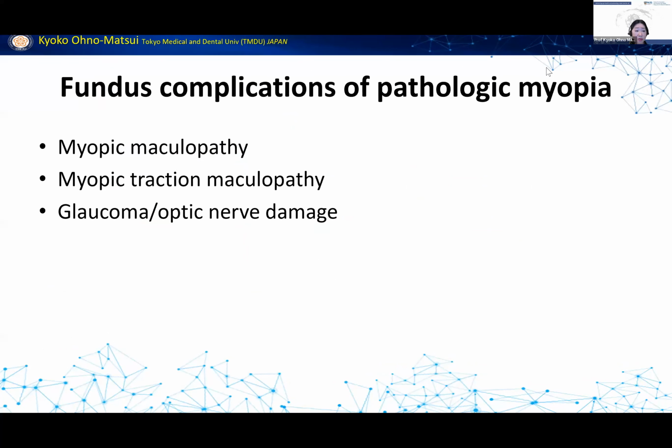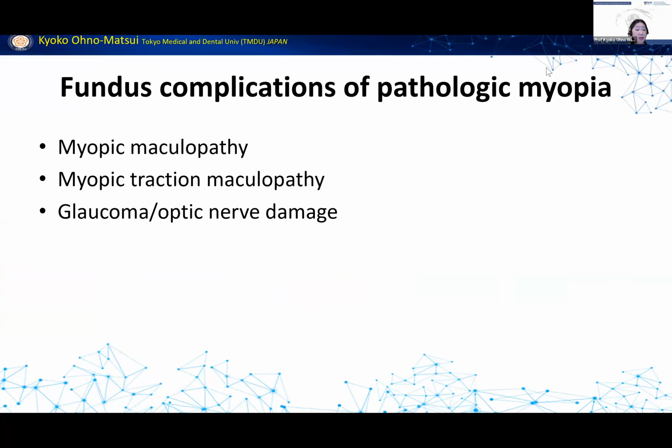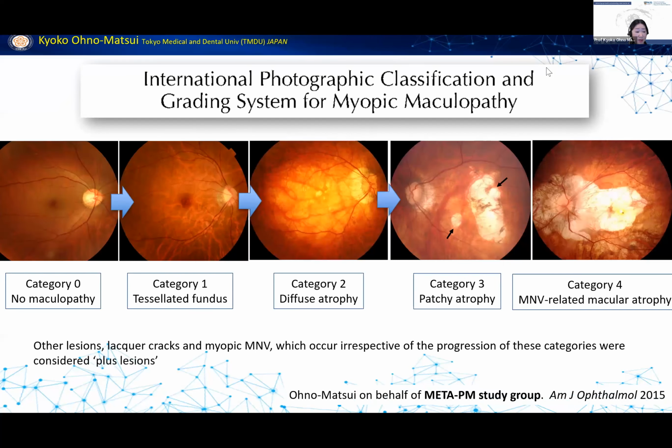Fundus complications, which cause visual impairment in patients with pathologic myopia, include myopic maculopathy, myopic traction maculopathy, and glaucoma or optic nerve damage. And the cause of developing these above complications is posterior staphyloma. First, myopic maculopathy. And this is what Janice kindly introduced today.